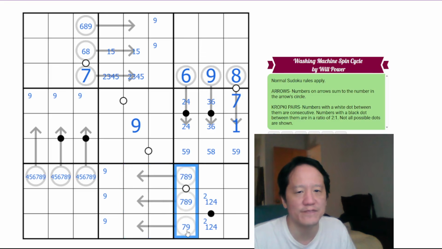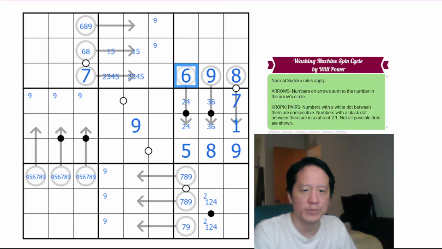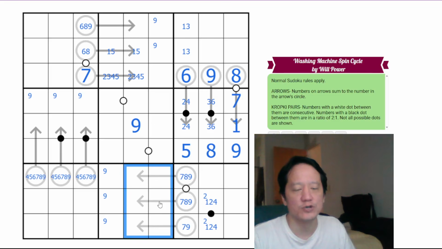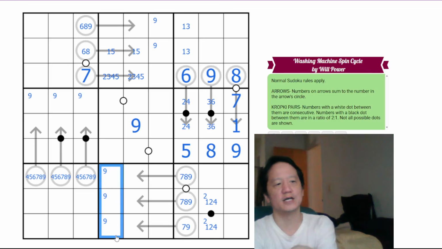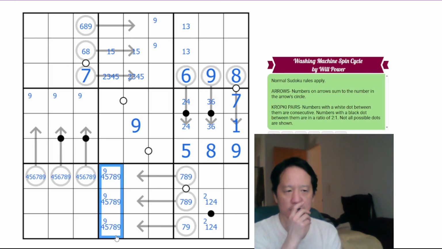So this cannot be 5 here, which means this must be 7, 8, 9 as a triplet here, which eliminates 7, 8, 9 in the rest of the column. This can't be 9, it's 5, which makes this 8, which makes that 9. Remaining digits in column 7 then are 1 and 3. These arrows here must add up to 24. So these 3 digits must add up to 21 with a 9. So it's either 4, 8, 9, or it's 5, 7, 9 here.